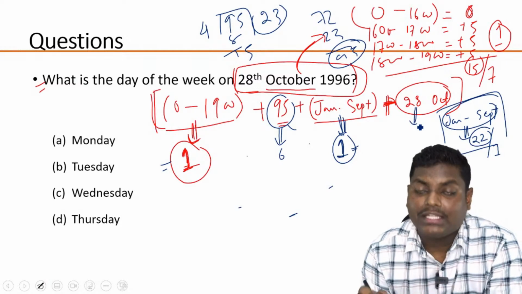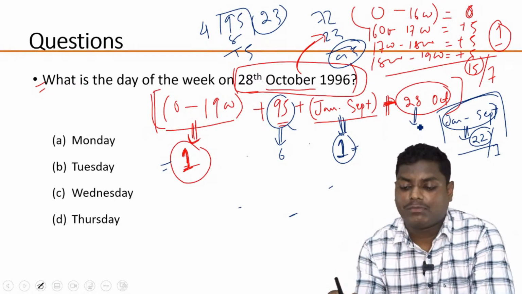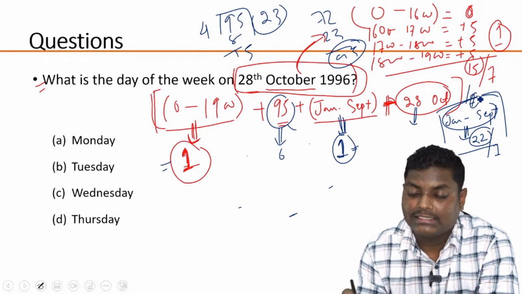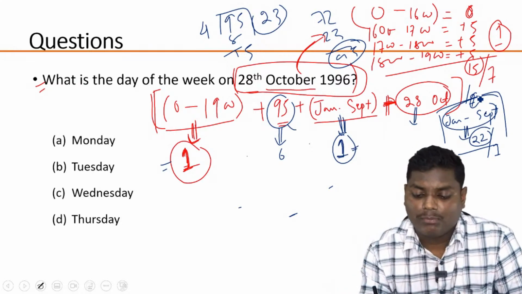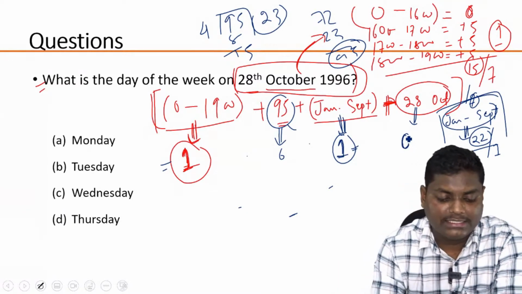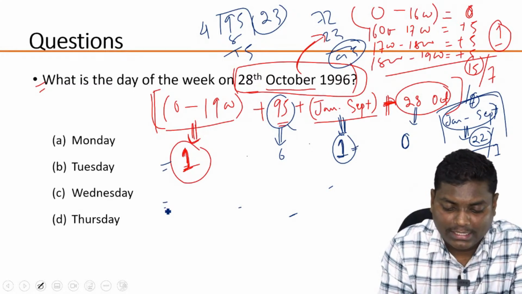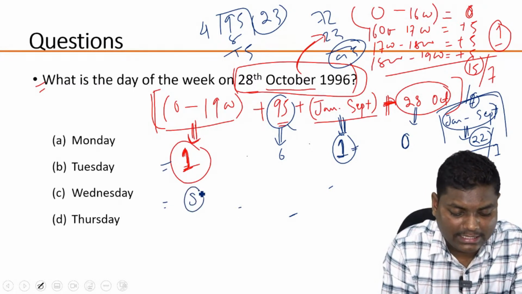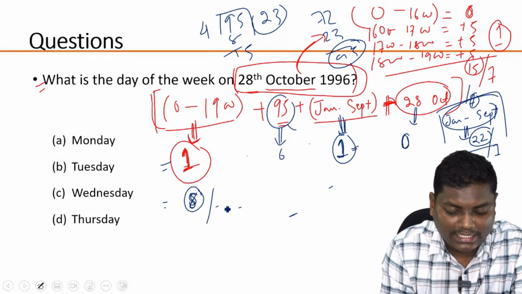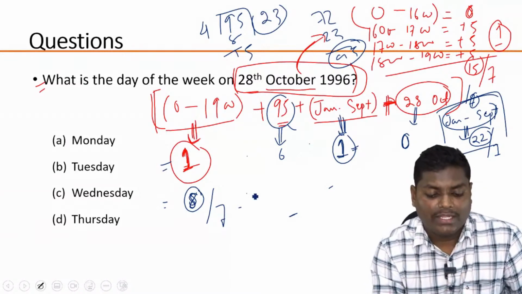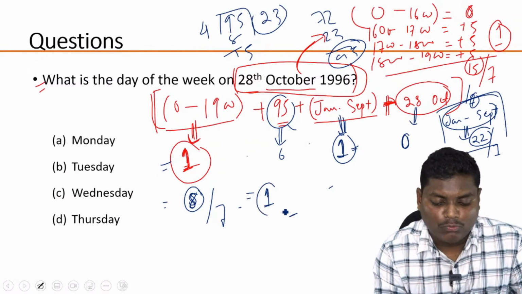Now, these 28 days of October, if you divide it by 7, are exactly divisible, so the number of odd days is 0. Now you just add these numbers: 1 plus 6 plus 1 is 8. Again, this number, if you divide it by 7, you'll be having 1 odd day.